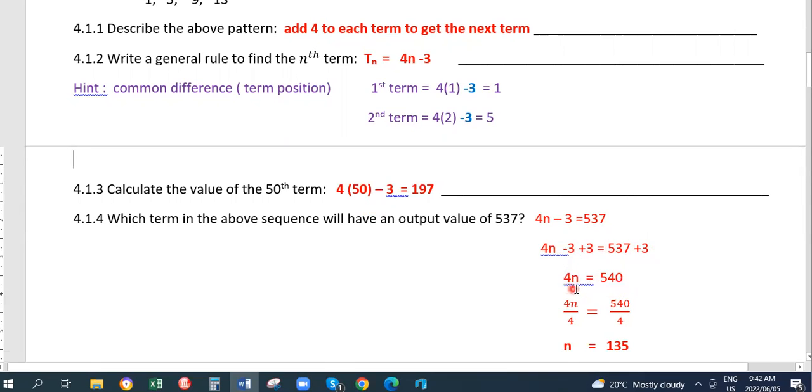Now I need to work out the n value. To work out n, I need to get rid of 4. And the only way to do that is to divide by 4. Because 4 divided by 4 gives me 1n, just an n. So I need to divide on that side to get rid of 4, so we have to do the same on the other side of the equation. We divide by 4. And it gives you 135.